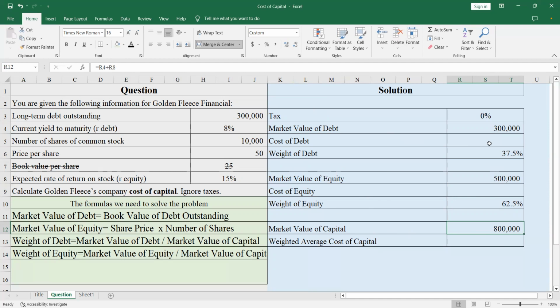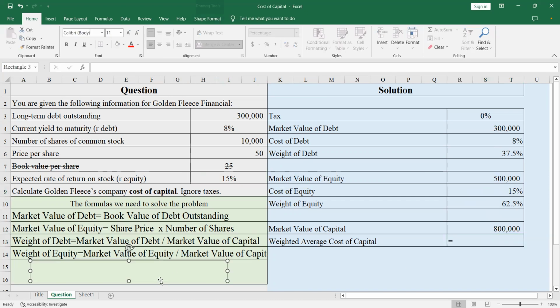So now we have calculated all these things. Only two figures more needed. Cost of debt. We know that the current yield to maturity on the debt is about 8%. So this is the cost of debt. And cost of equity, the expected return on the company's stock, what we are expecting to give to our shareholders, is about 15%. Now we have all the information to calculate the weighted average cost of capital.